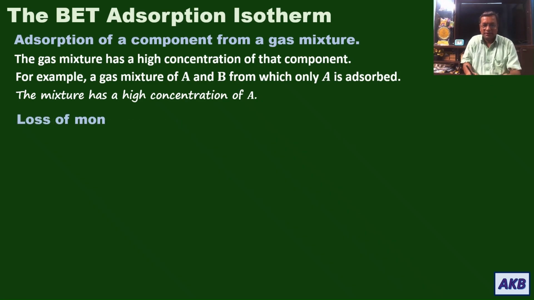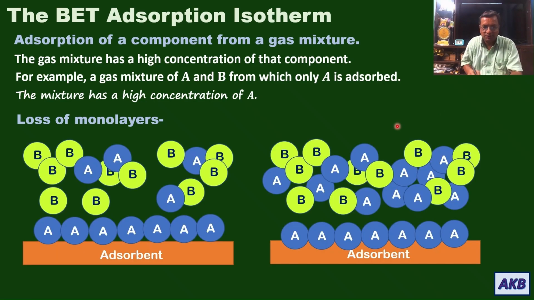Then the other phenomenon that is involved, what is that? It is loss of monolayers. So now we understood how monolayer is created, and now let us understand how the monolayer that may be present on the surface of the adsorbent gets lost. Again, there are two ways in which this happens. So for understanding, I have considered two cases.